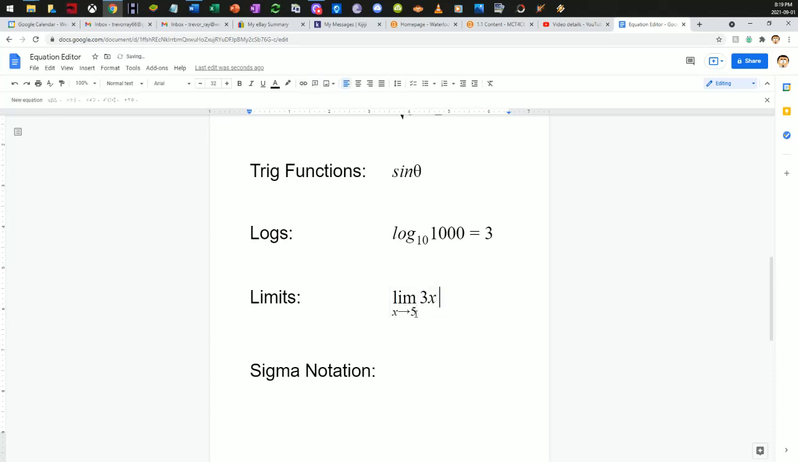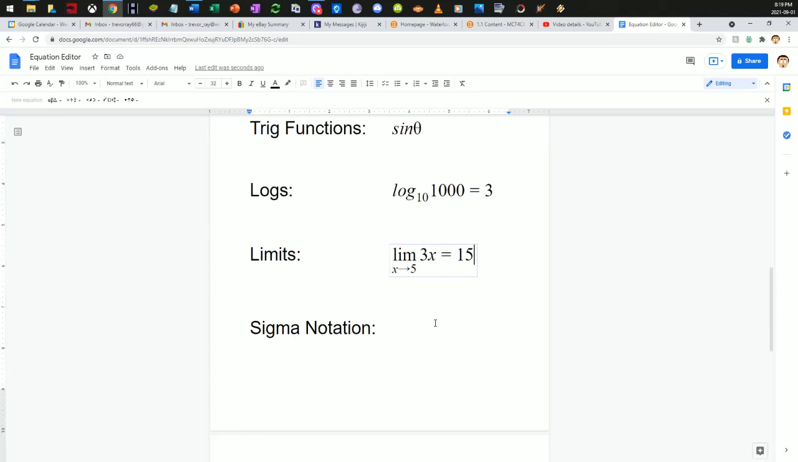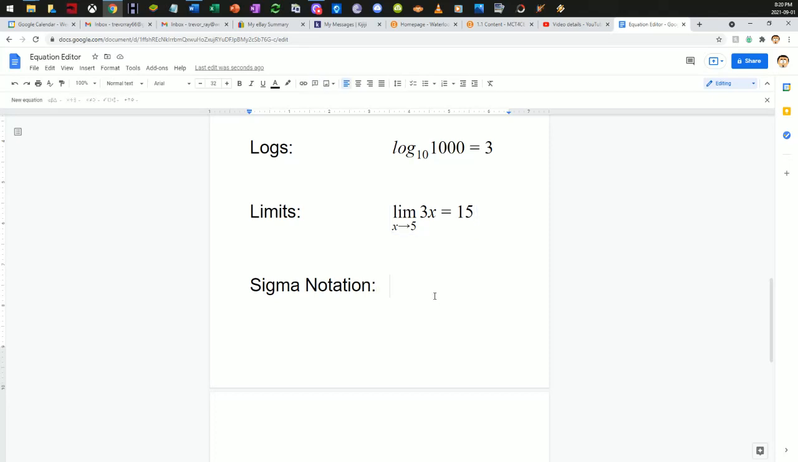3x is 15. So as x gets really close to 5, 3x gets really close to 15. That, by the way, is a really horrible limit to even bother working with. It's kind of a waste of its power, but that's what it looks like.